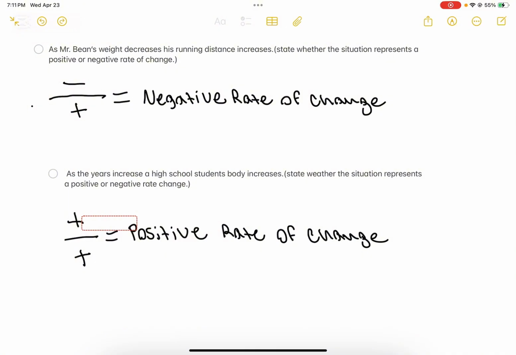The other example is, as the years increase, a high school student's body increases. State whether the situation represents a positive or negative rate of change. As the years increase, that's a positive in the numerator, being divided by the student's body increasing. So that's another positive. And as mentioned, a positive divided by a positive equals a positive rate of change.